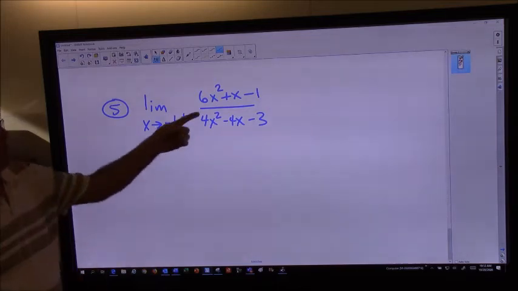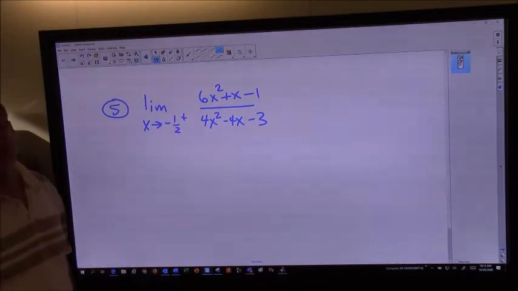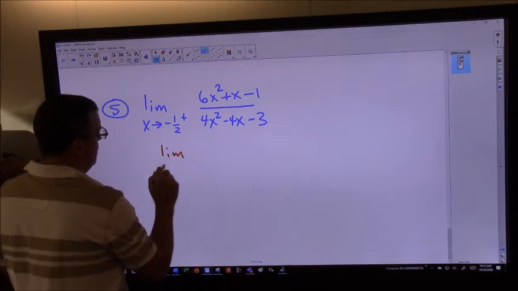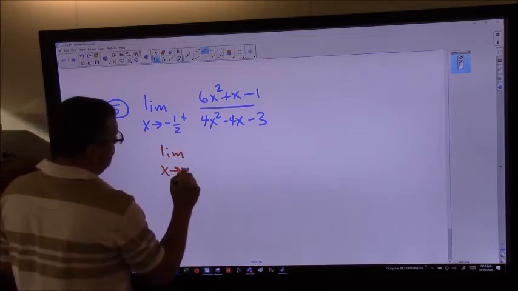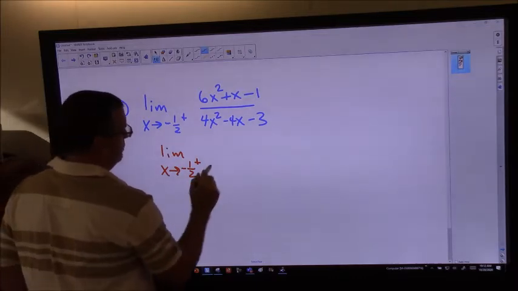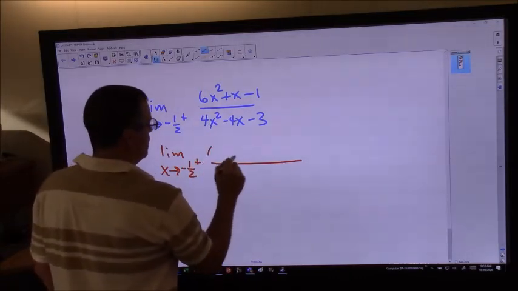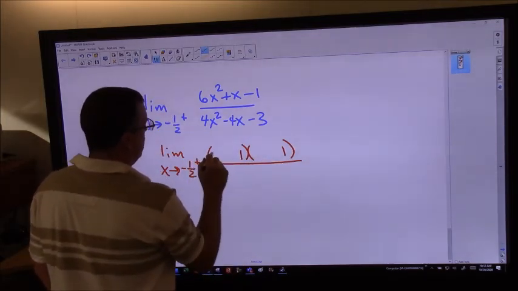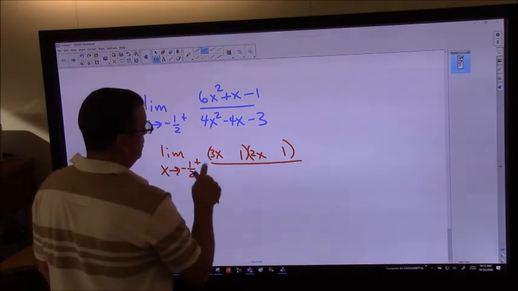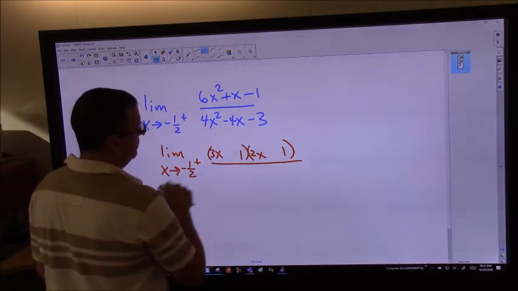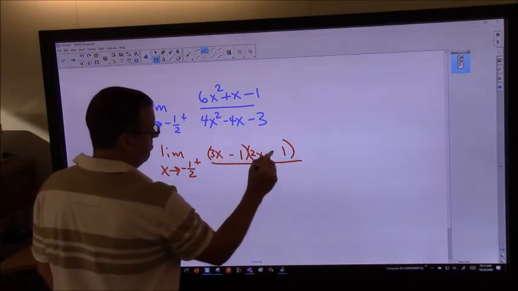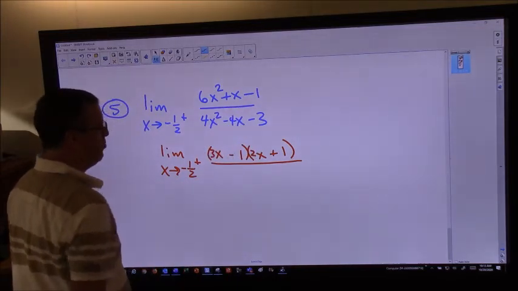So anytime I see something like this, I'm always thinking about factoring first. Factor and cancel. Make the problem easy. So I'm going to rewrite this as the limit as x approaches negative 1/2 from the larger side. And if I factor this numerator, I know this could only be 1 times 1. If I try 3x and 2x, there's my 6x squared. I want to get 3x minus 2x to produce that term. So that's negative, that's positive, and we get our negative 1 in there.